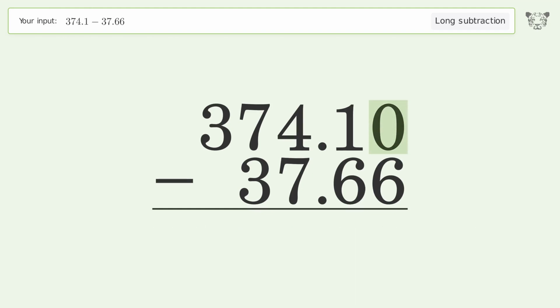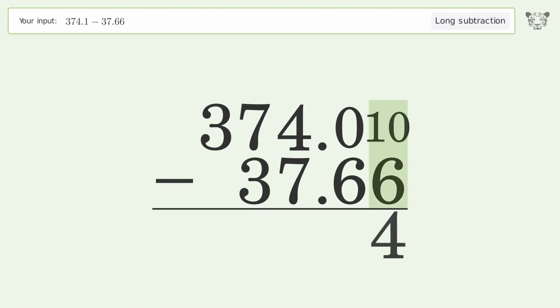Because the upper digit, 0, in the hundredths column is too small to get a positive difference, borrow 1 from the digit, 1, in the next number place which becomes 0, and get 10. 10 minus 6 equals 4.